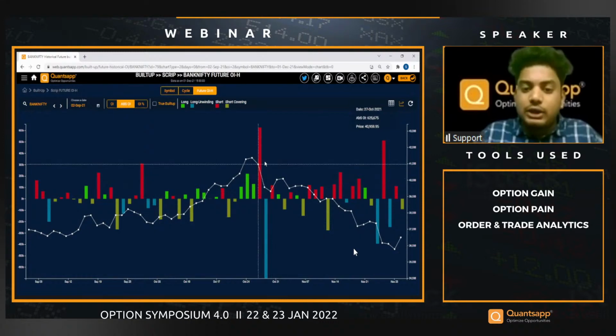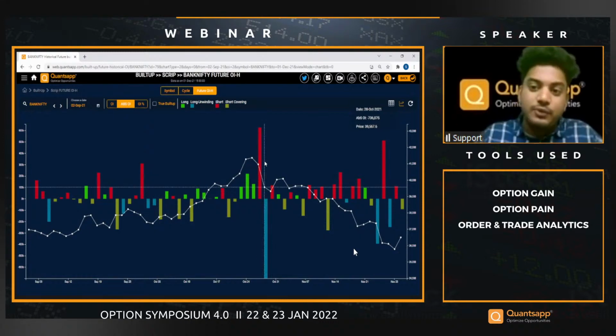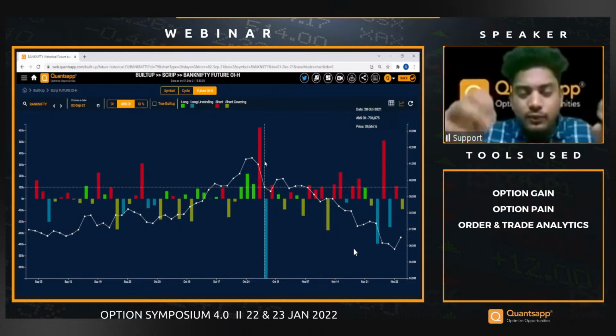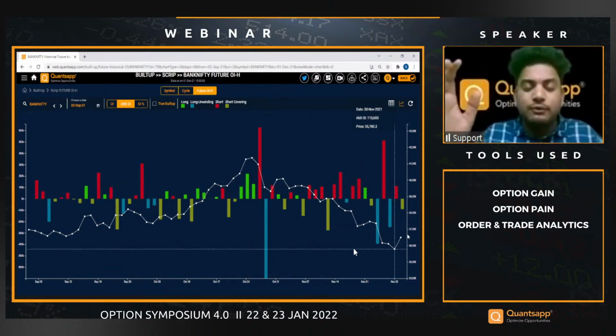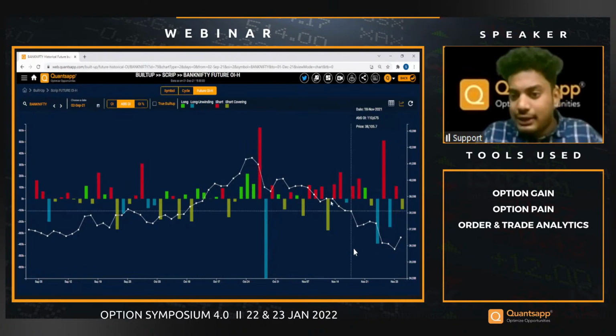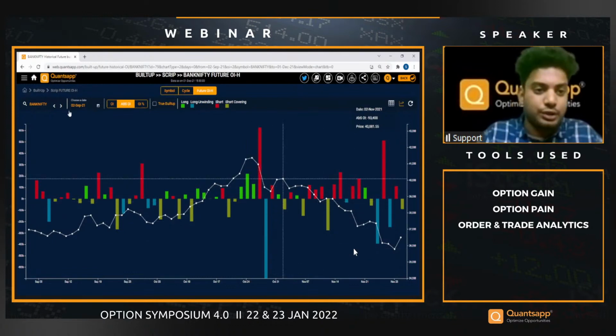So looking at the historical data of Bank Nifty's futures build-up, it gives us a bearish bias. If we are planning to go long, we should still wait for some short covering to happen, followed by a long build-up, because net, if we look at the strength in Bank Nifty, much more of it was on the short side.